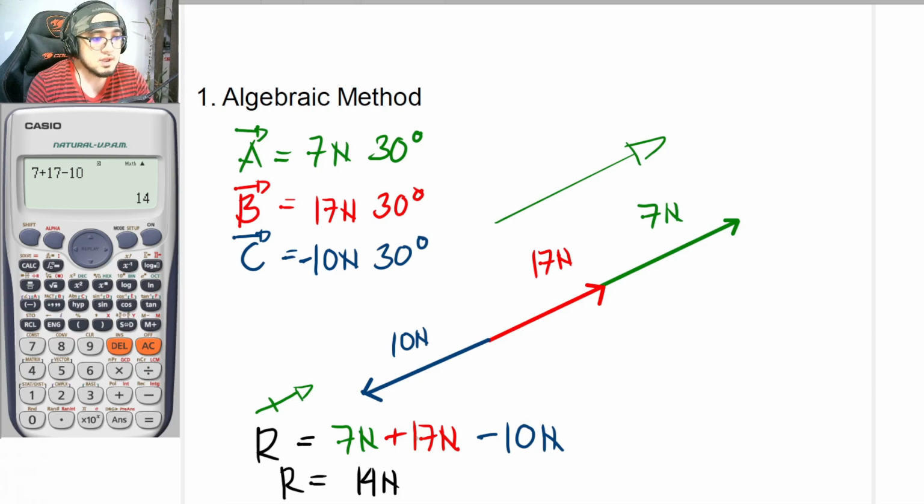However, what is now the angle? If you can see, guys, the resultant is going in this direction. So this is 30 degrees. So same pa rin siya ng angle. It would have the same angle because if you add them, the resultant would still be along this line. Kasi wala naman nagbago. So with that, 30 degrees. So this is your resultant using the algebraic method.